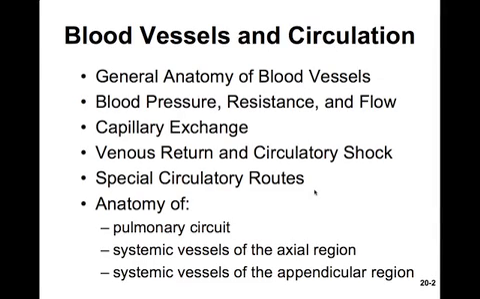Okay, let's begin our third chapter on the circulatory system. Now we'll talk about the blood vessels and circulation. In this chapter, we'll begin with the general anatomy of the blood vessels, then we'll look at blood pressure, resistance, and flow, how capillary exchange is accomplished, that is, nutrients are exchanged at the tissues, and then venous return, as well as circulatory shock. We'll look at the anatomy of all these vessels towards the end of this chapter.